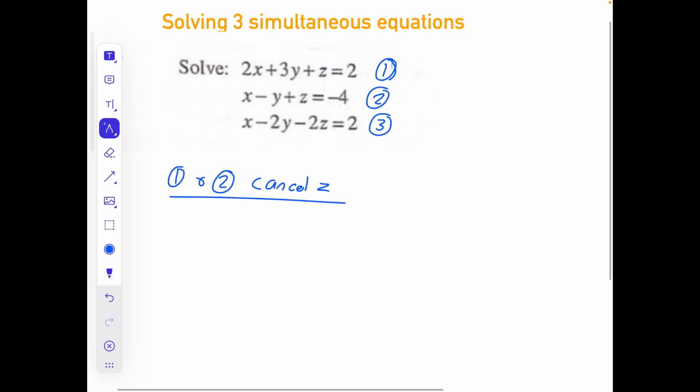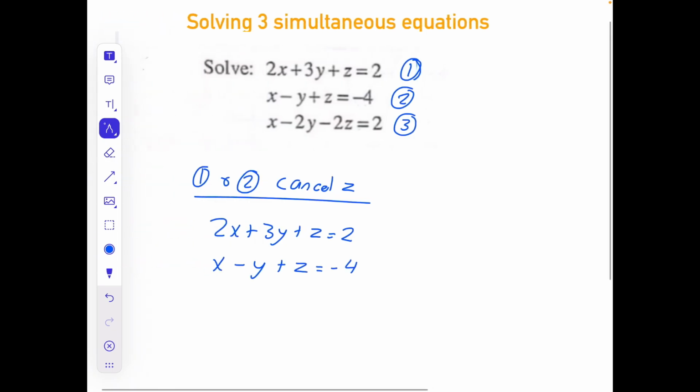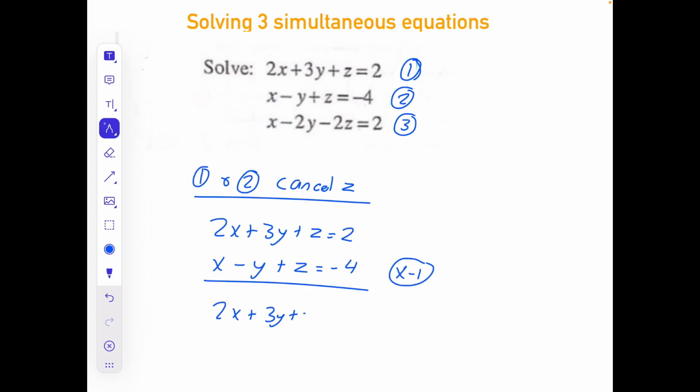So I'm going to work with equation 1 and 2, very similar to what you would have done at Junior Cert, and I'm going to make the z's cancel. You can see they have the same number in front, the same coefficient, but they have the same signs. So to get them to be opposite signs, I'm going to multiply all the bottom line by -1. So leave the top line alone. I'm going to multiply the bottom line by -1.